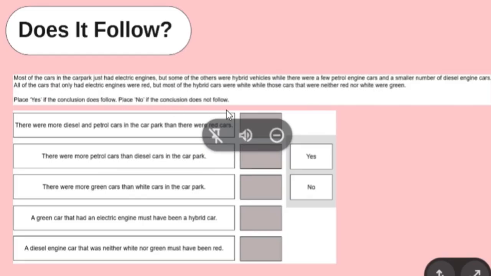engines were red, but most of the hybrid cars were white, while those cars that were neither red nor white were green. So they're saying basically the cars can either be red, white, or green. So if it was neither white nor green, it has to have been red, right? So that's a yes. So for this question, the correct sequence would be no, yes, no, yes, yes. And hopefully you guys got that and understood that.